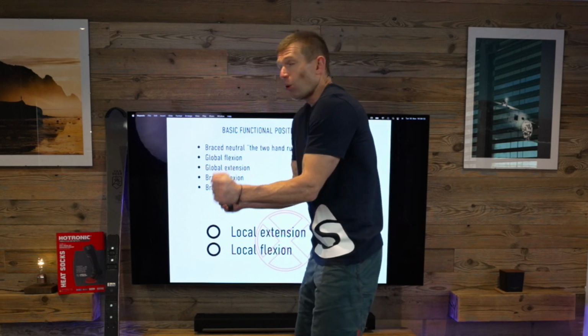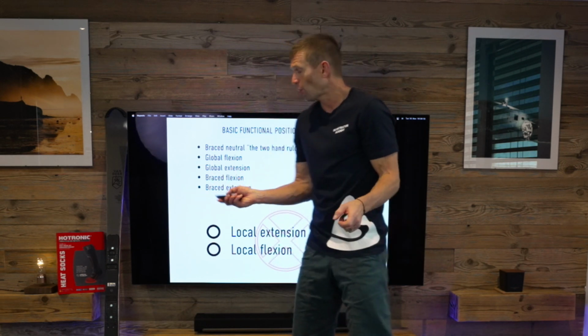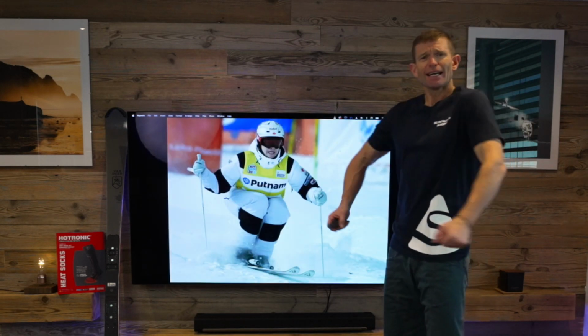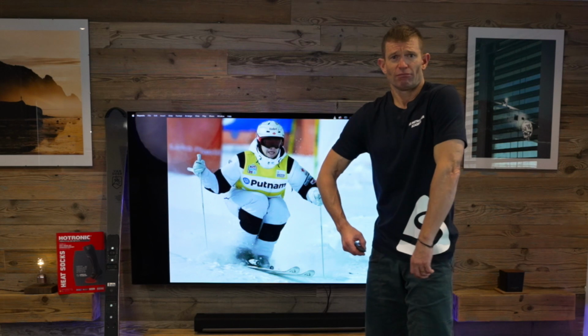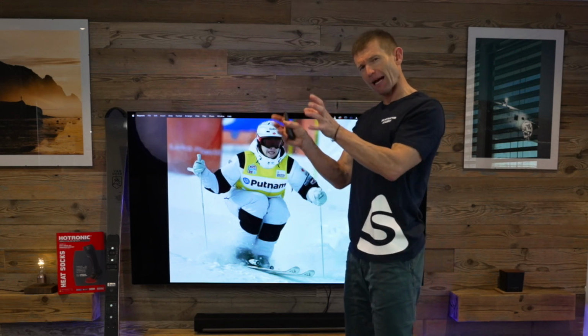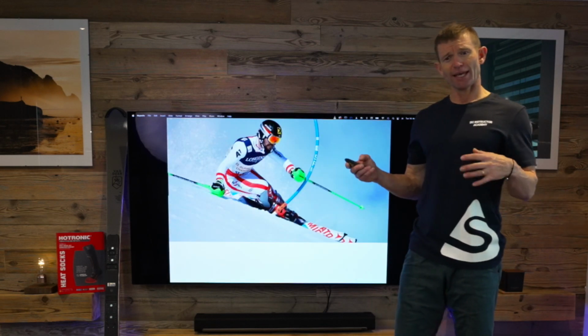And obviously from a pole planting point of view, if we go back to our mogul skier, let's say, we can see that she doesn't have this position. It actually looks like she's almost retracting and pulling the scapula down. And if we look at Marcel Hirscher, we'll see the same.